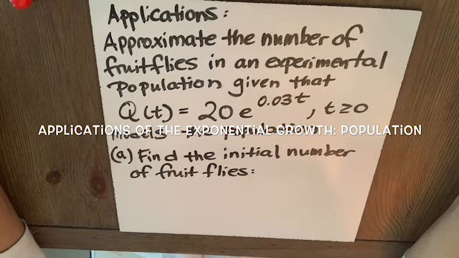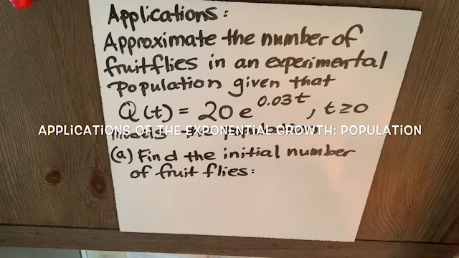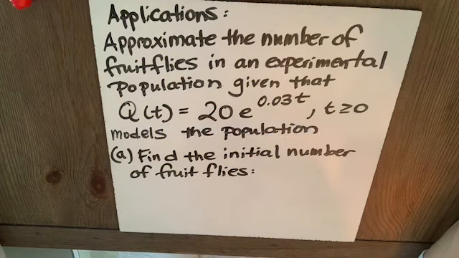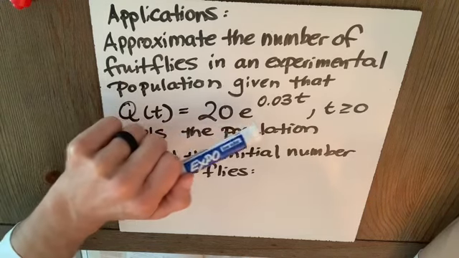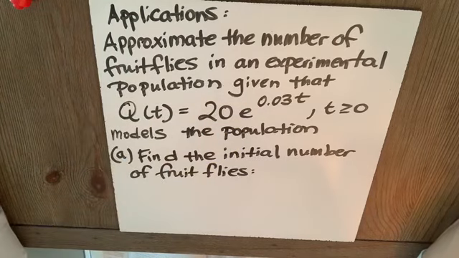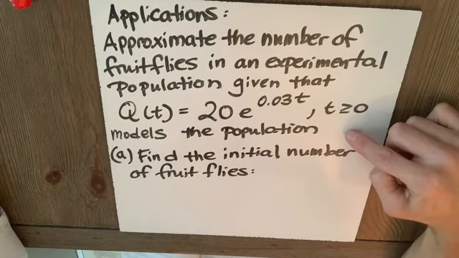We just talked about exponential decay when we were talking about radioactive substances and half-lives. How about population? Well, at least initially, we often see exponential growth. Estimate the number of fruit flies in an experimental population, given that Q of t, the population, is equal to 20 times e to the 0.03t. Well, this is time. t is always going to be greater than or equal to 0. That is the equation that models the population.